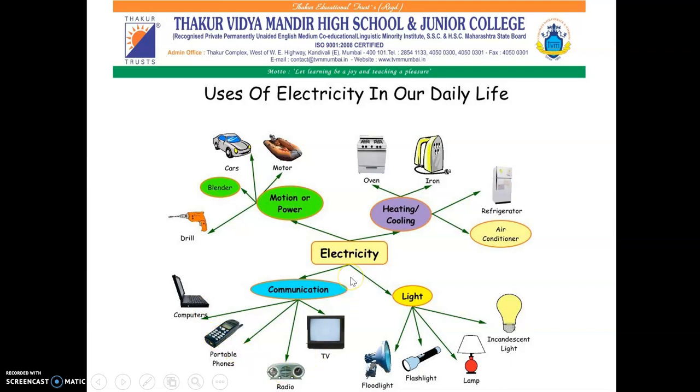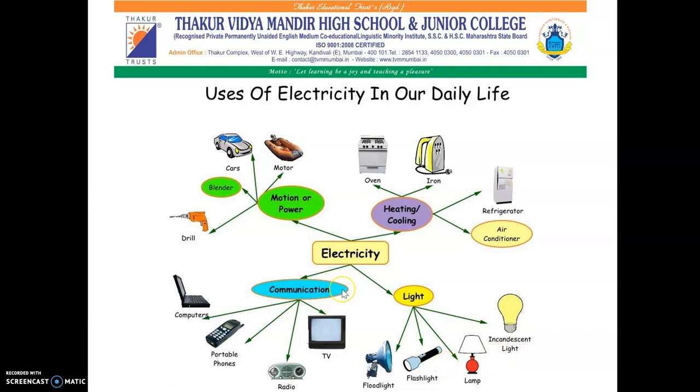It is also used to run several domestic appliances like oven, iron, refrigerator, air conditioners, then light, lamps, flashlights, etc. The lightning that strikes the earth is an excellent example of natural flow of electricity.